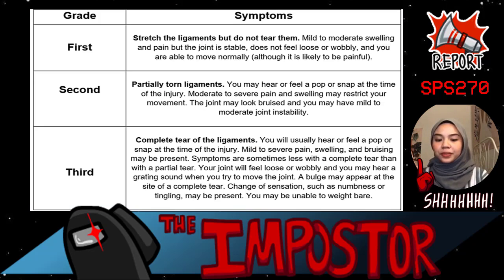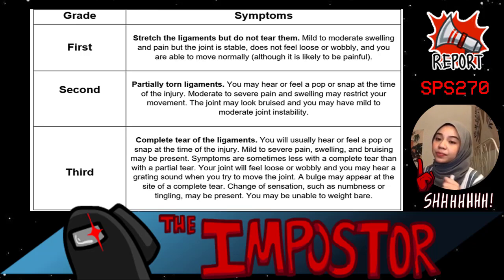For grade 1 ankle sprain, the ankle does not feel loose or wobbly. The patient is able to bear weight and walk. Although it is likely to be painful, the patient is still able to walk because it is not worse. For grade 2 ankle sprain, the patient may walk with a noticeable limp, and may hear or feel a pop or snap at the time of the injury, and the moderate to severe pain and swelling may restrict movement.